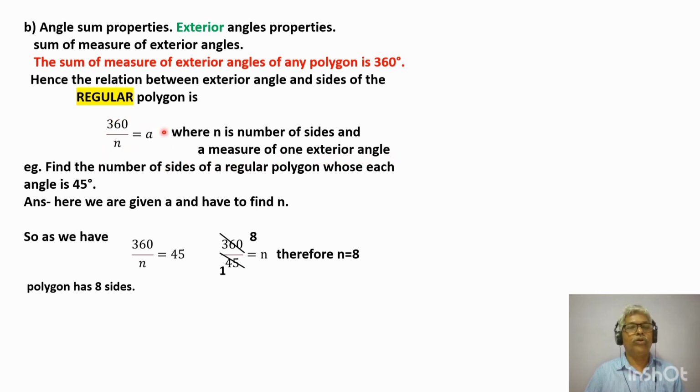Okay, to understand this, I am taking an example here. Find the number of sides of a regular polygon, we are talking about only regular polygon, whose each exterior angle is 45. Here we are given a, this is given, we have to find n, the number of sides n. So 360 upon n equal to 45. So you cross multiply it like this and you get n equal to 8. So the polygon has 8 sides. Very simple. Try to understand this, and this will be very easy for you.